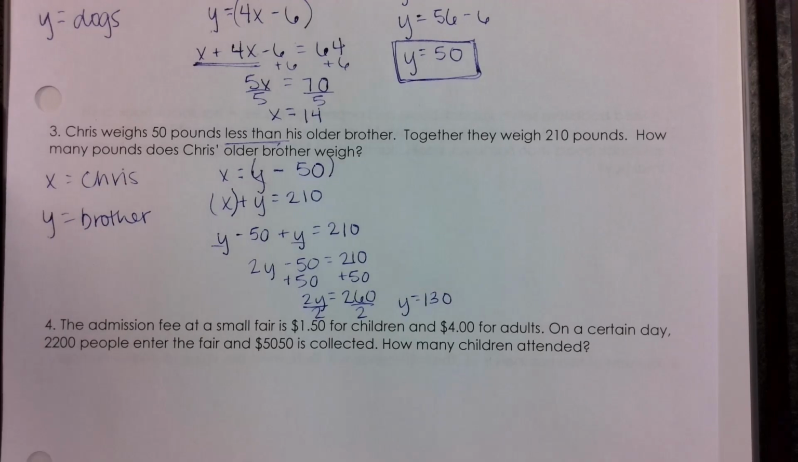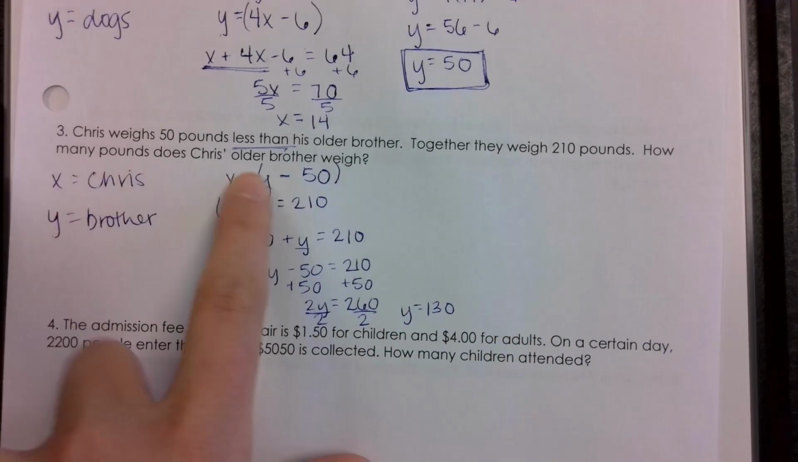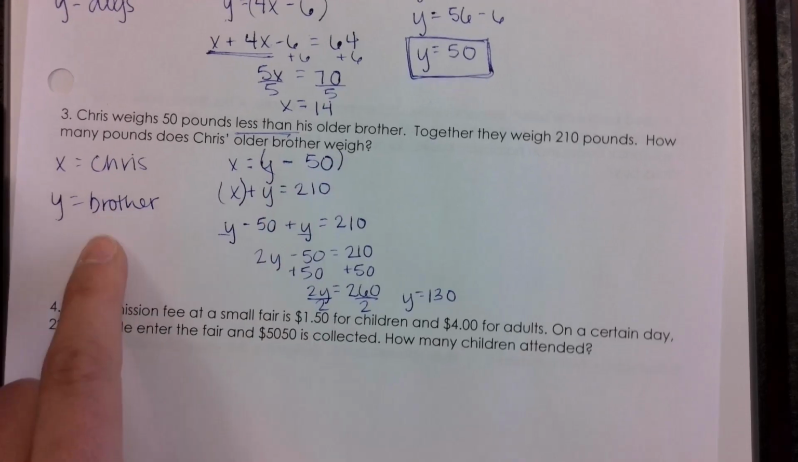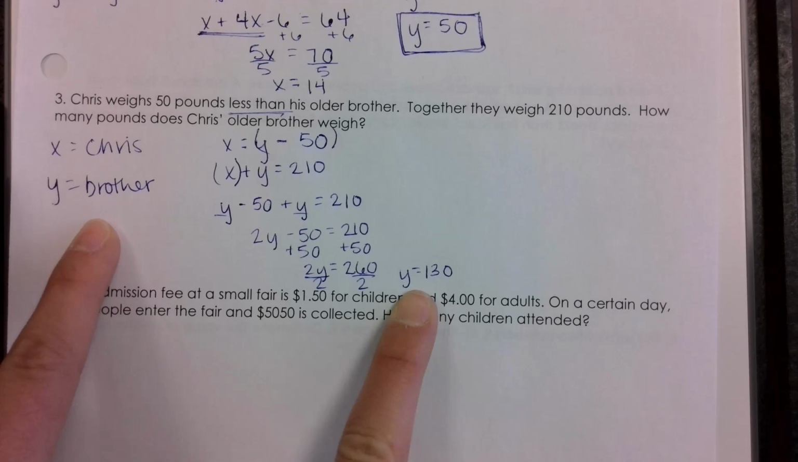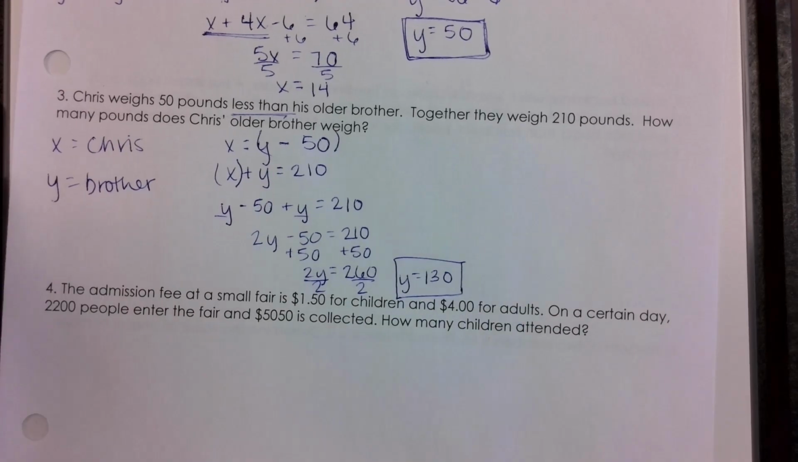Let's read the problem again, see if we need to keep going. How many pounds does Chris's older brother weigh? Which variable was the older brother for us? Y. Did we just find that? Do we need to find anything else? You don't have to. So we'll stop right there. Is that okay? Questions? Are we all right with these?